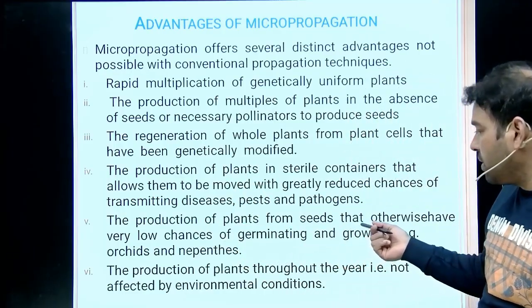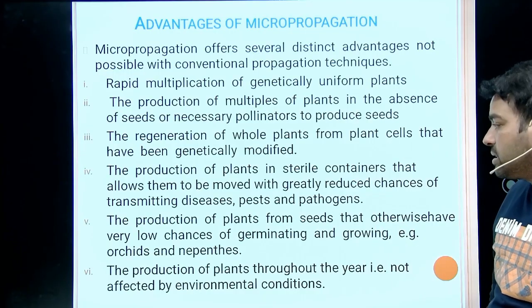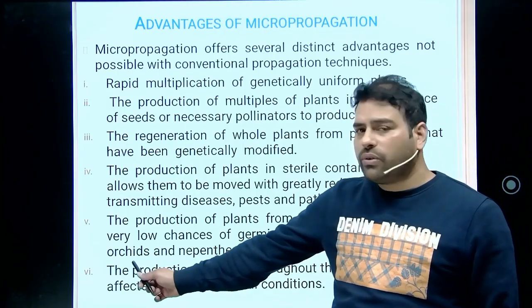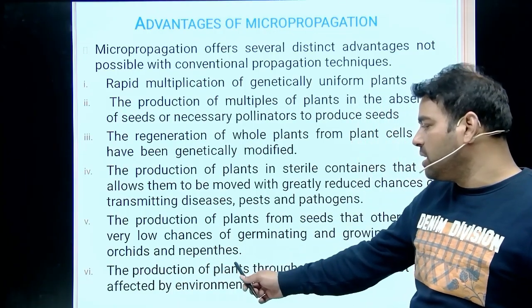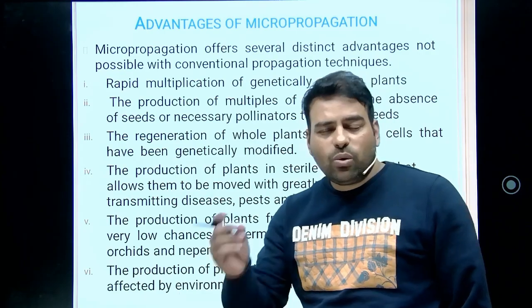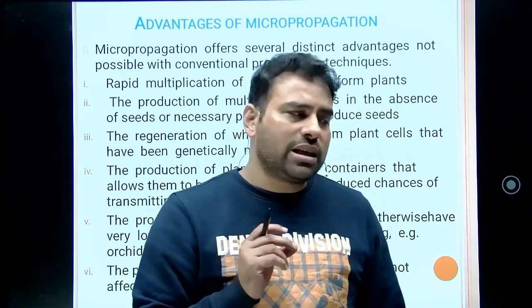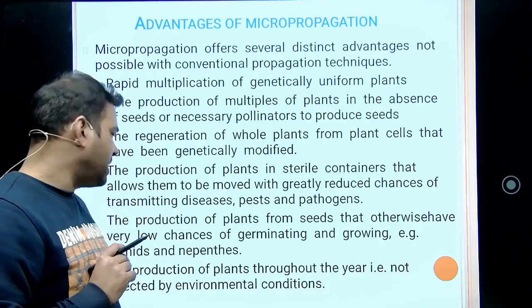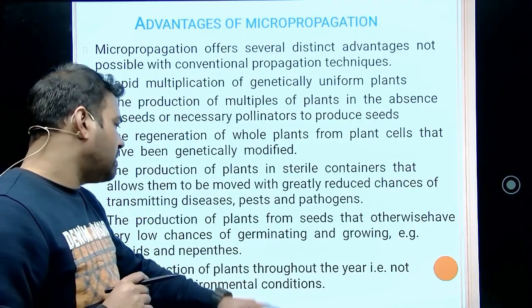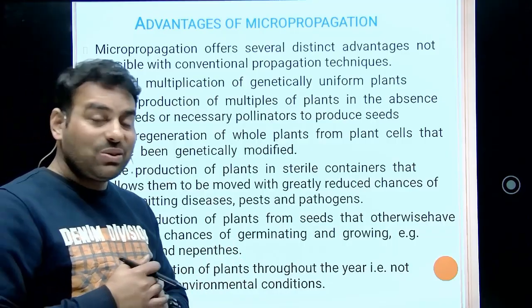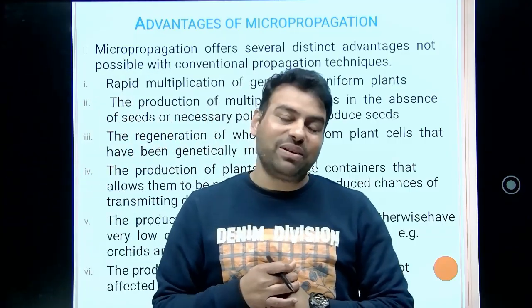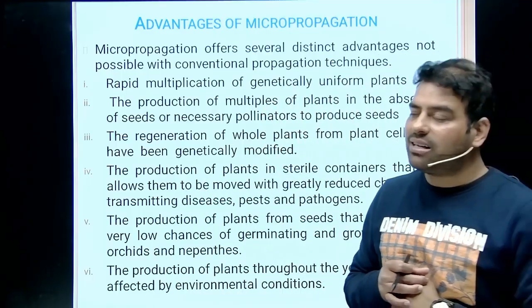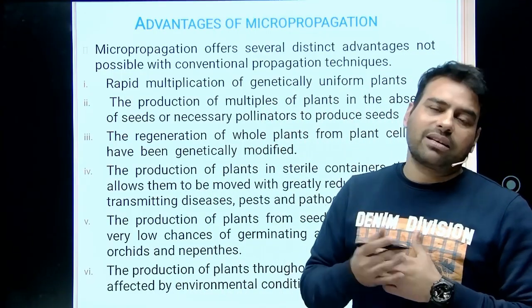The production of plants from seed that otherwise has very low chances of germination and growing. For example, in the case of orchids and Nepenthes, there is very low chance of seed germination. So in this case, this method is very good. The production of plants throughout the year is also a very important benefit of using plant tissue culture or micropropagation, that we can get plants year around.